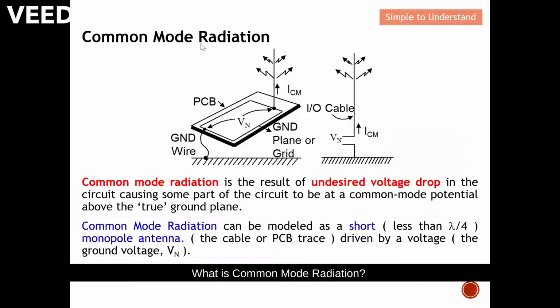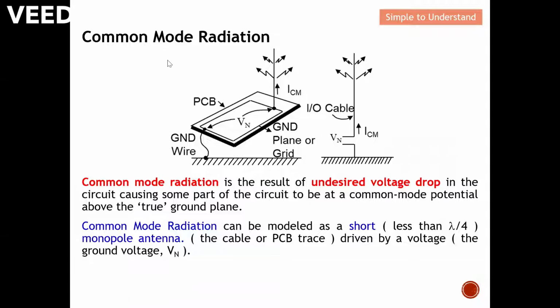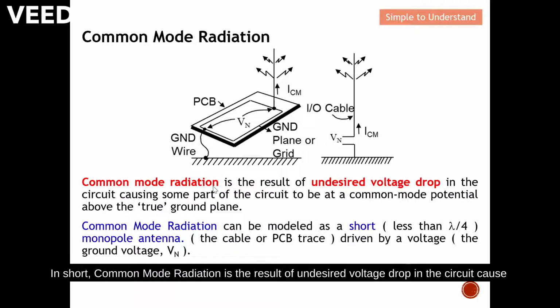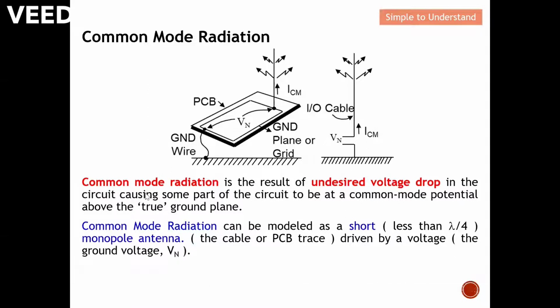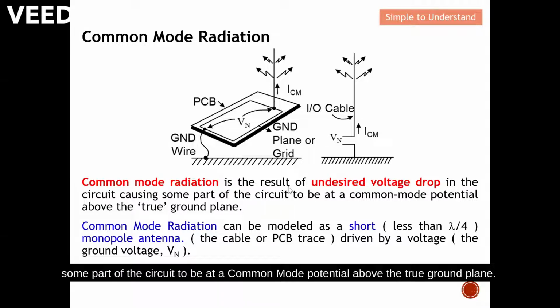What is common mode radiation? In short, common mode radiation is the result of undesired voltage drop in the circuit that causes some part of the circuit to be at a common mode potential above the true ground plane. So what does this sentence mean? Take a look at this diagram here.